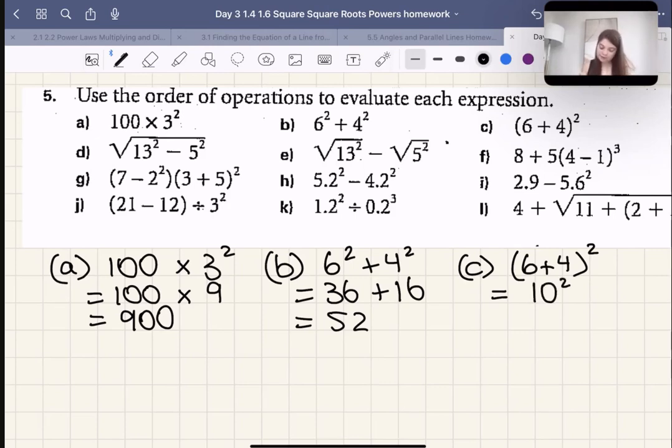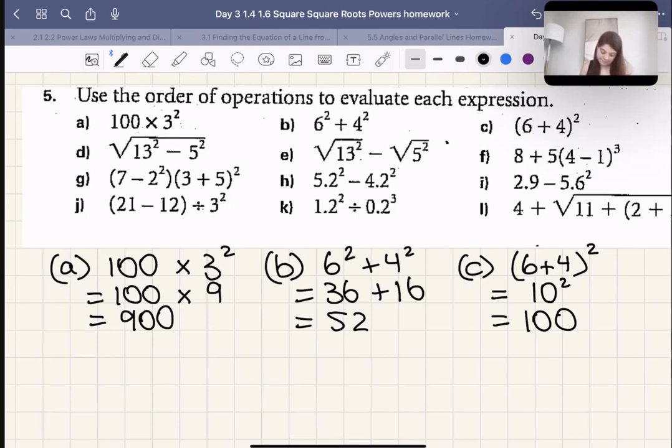And there we go. And then no more brackets. Brackets are gone. Are there any exponents? Yes, we have 10 squared, so that's 100. And we can just stop there because we just got the answer right from that. There's no addition, subtraction, multiplication, or division, so we're done.